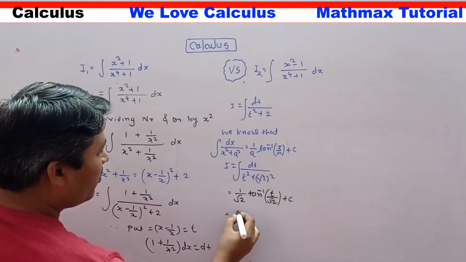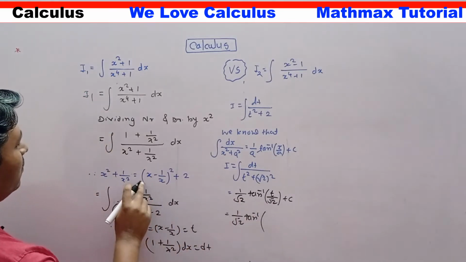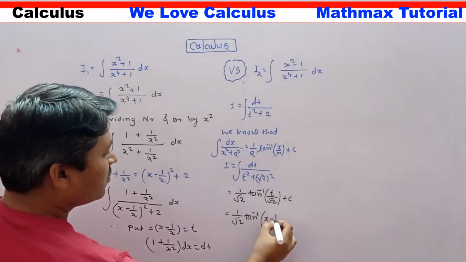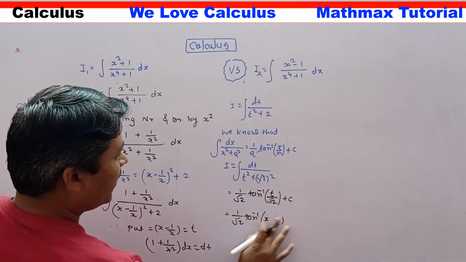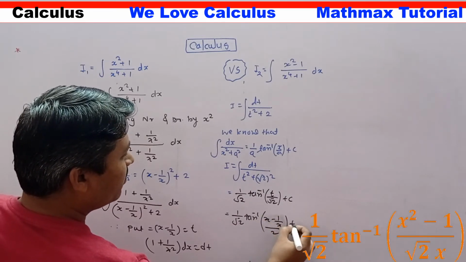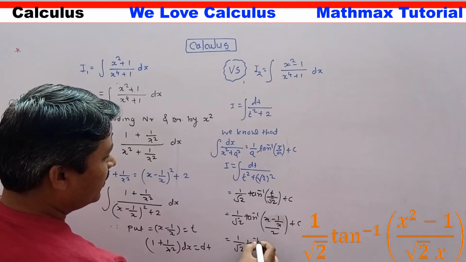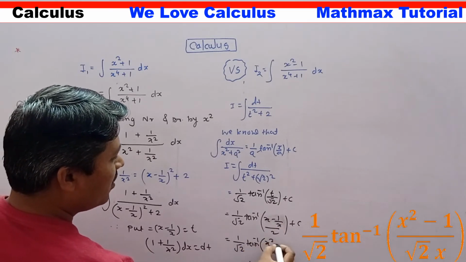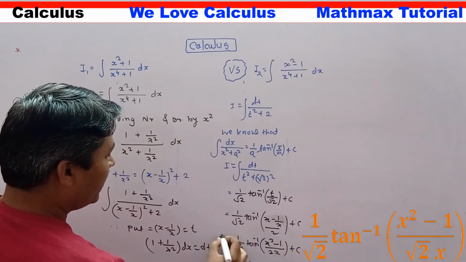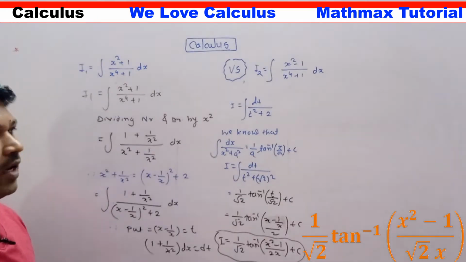Therefore, back-substitute t: we know tan inverse t is equal to tan inverse of (x minus 1 by x) divided by root 2, plus c, the constant of integration. Therefore, I1 equals 1 by root 2 tan inverse of (x square minus 1) divided by 2x, plus c, the constant of integration, and this is my final solution for this integral I1.